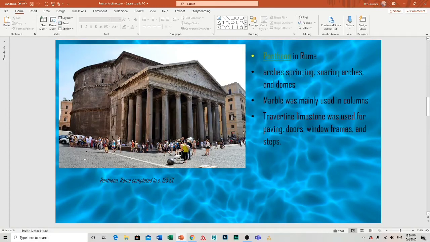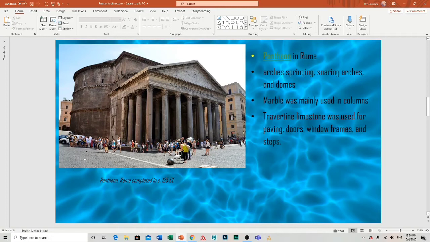As an example of this, you can take a look at the front of the Pantheon in Rome. The columns could be detached from the building but yet remain attached to the base of the facade. The imperial complexes incorporated arch springs, soaring arcs, and domes which span throughout the great distance.